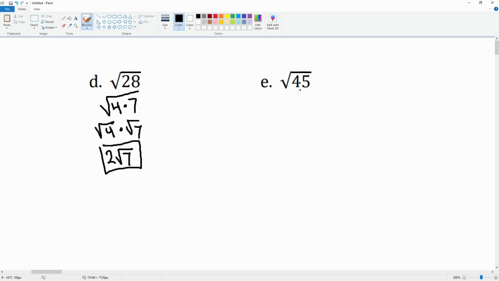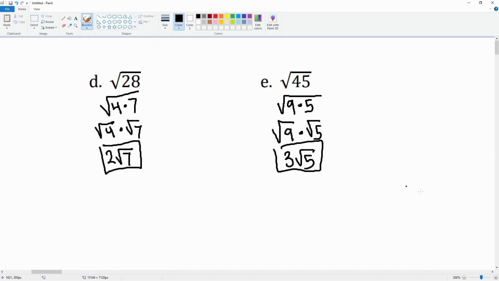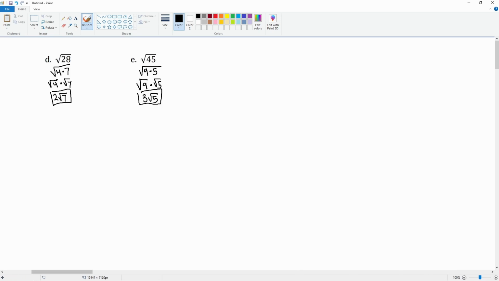Next, we have radical 45. Radical 45 breaks down into radical 9 times 5. It becomes radical 9 times radical 5. Radical 9 simplifies to a 3 because that's its perfect square. Nothing happens to that radical 5. So there you go. That is how you simplify the radicals.